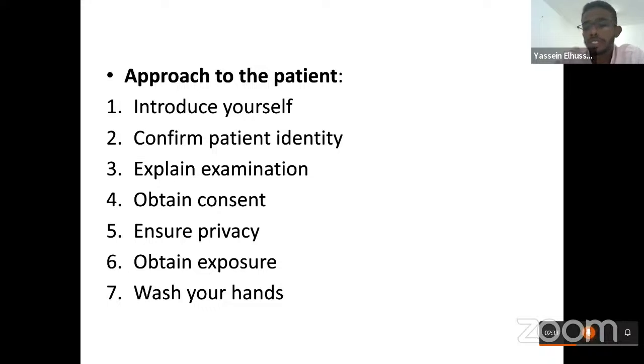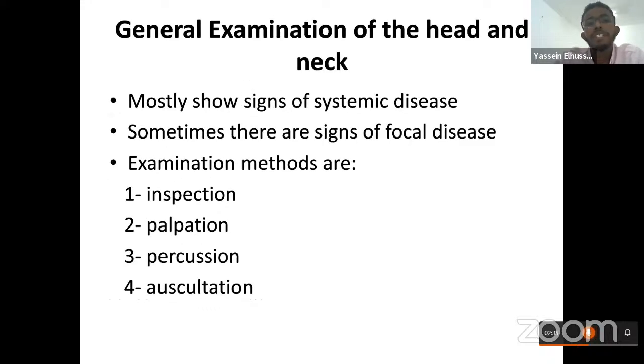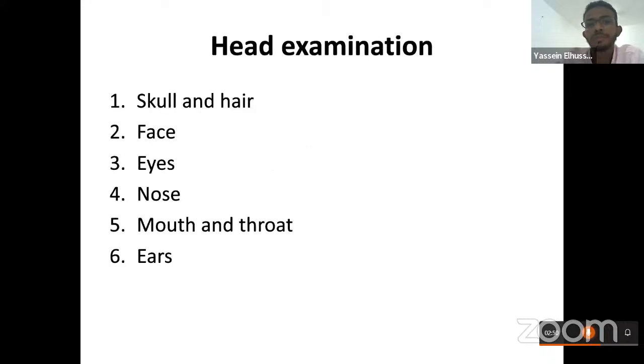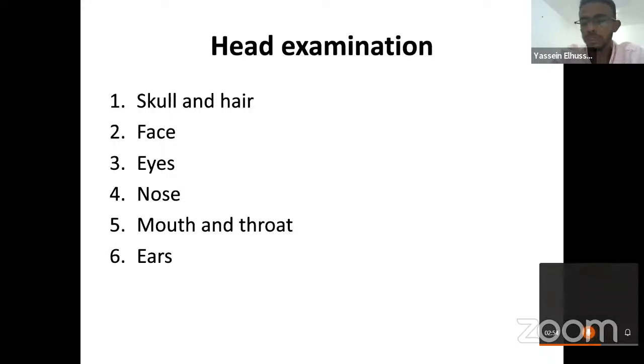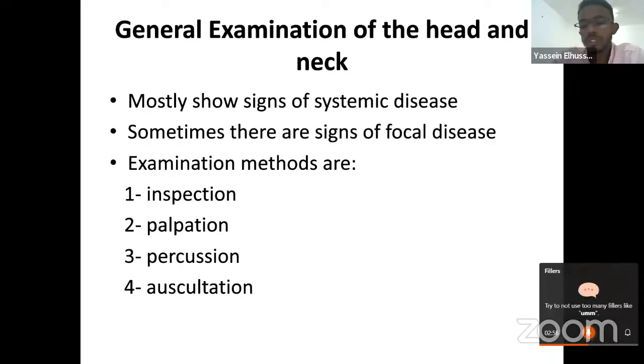Then you have to start the examination. You'll start with the general examination of the head and neck, checking for signs of systemic diseases, and there may be some signs of focal disease as well. Examination methods are inspection, palpation, percussion, and auscultation. But then you have to apply those methods accordingly.